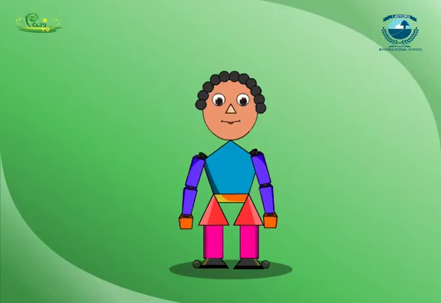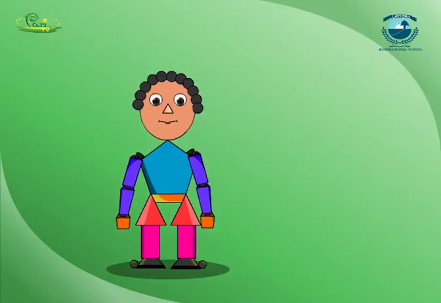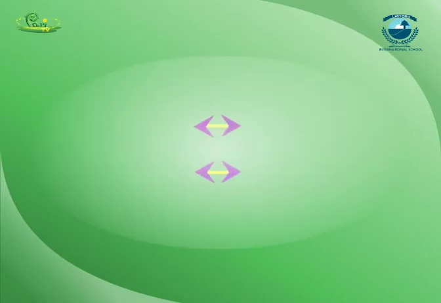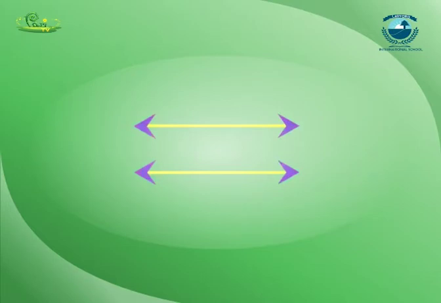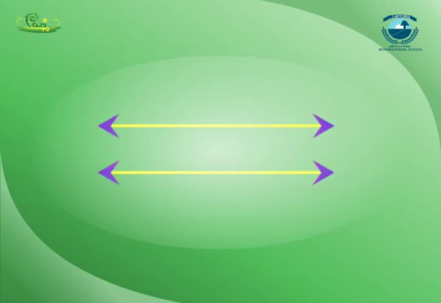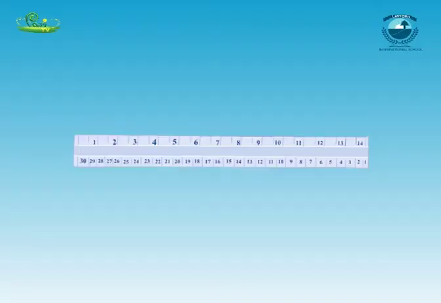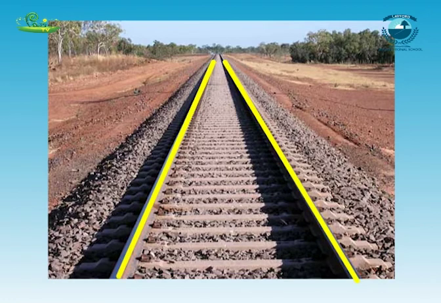I know what you are thinking. You are thinking, what will happen if two lines never intersect and just go on and on, maintaining an equal distance? Listen carefully. If two lines never meet each other, even if they are extended infinitely, they are called parallel lines. The opposite edges of a scale and railway track are good examples of parallel lines.